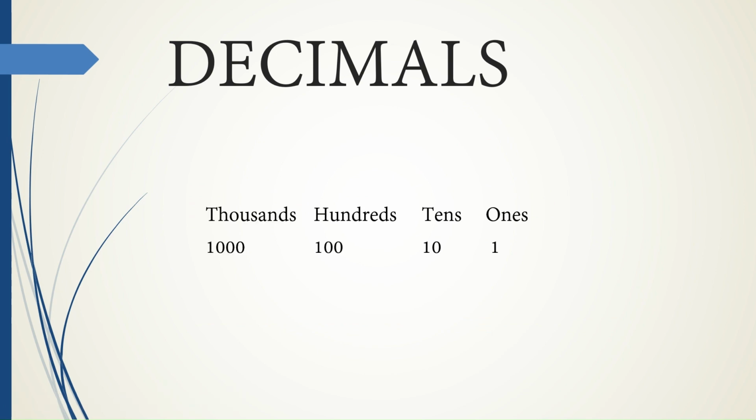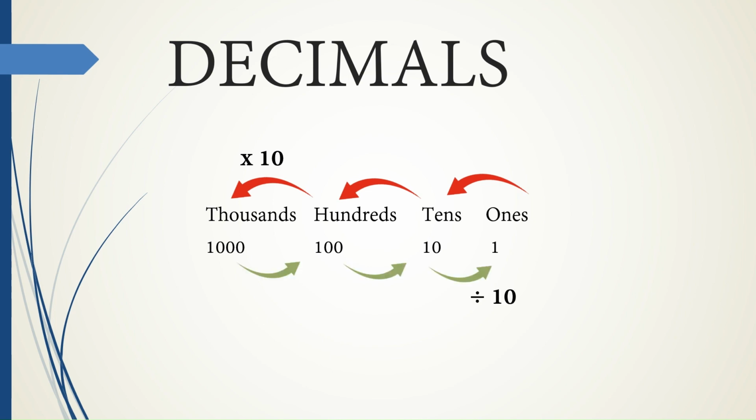Check the place chart. In the place chart, it starts from the ones place at the right hand side, and as we move towards the left, it would be tens, hundreds, and thousands place. And as we observe, when we move towards the left, every time the value is getting multiplied by 10. Or as we are moving towards the right, the value is getting divided by 10.